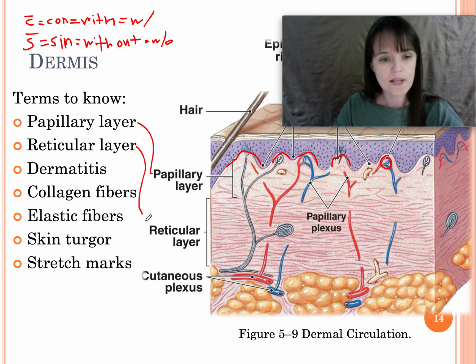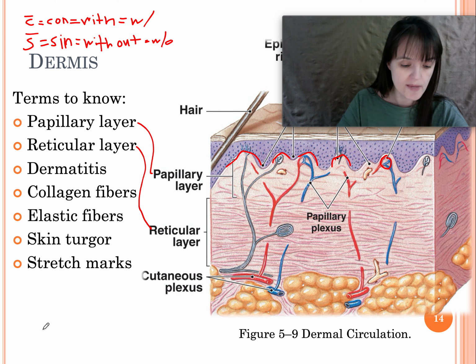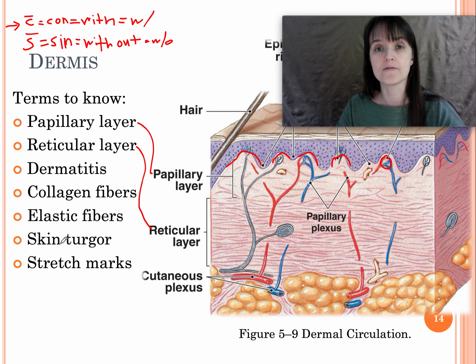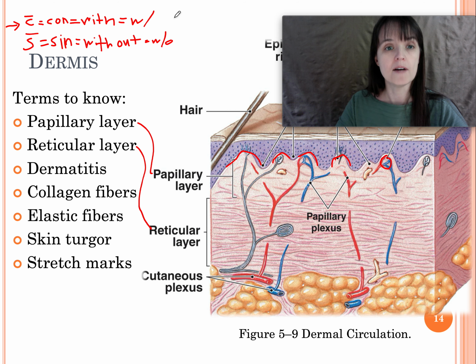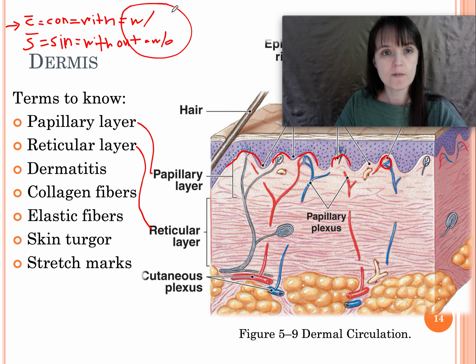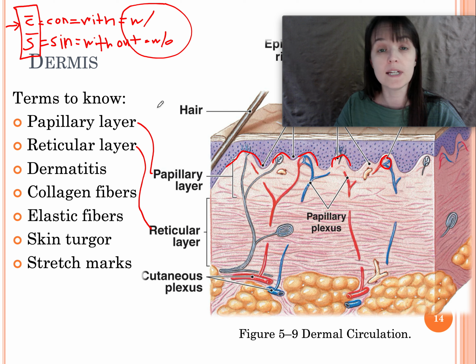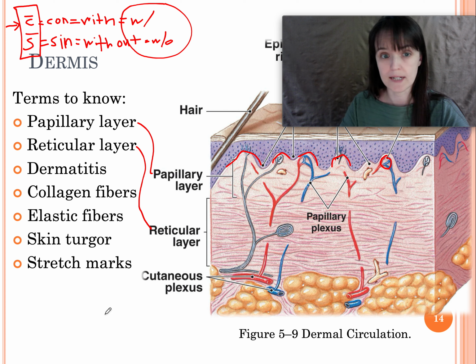And the reticular layer, next, is the deep layer of the dermis, and it is made of dense irregular CT with collagen and elastic fibers. So you can write with and without this way in charts, but if you see these in your charts, you need to know what they mean.